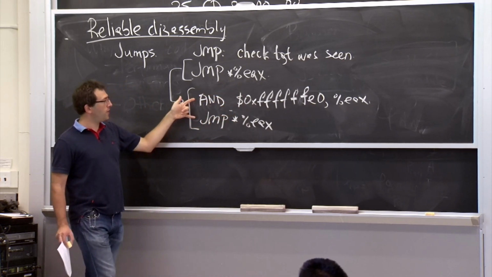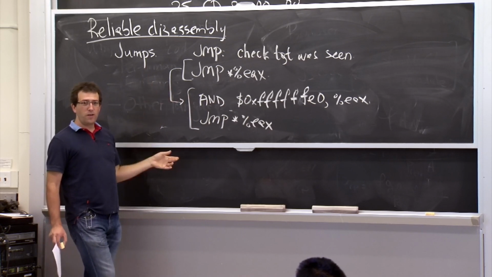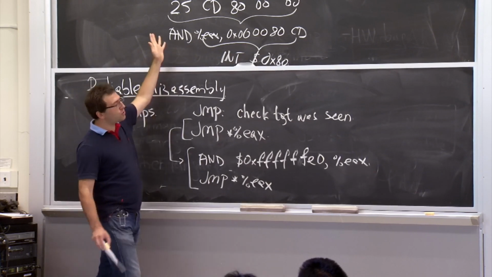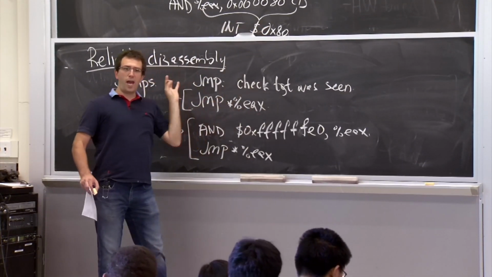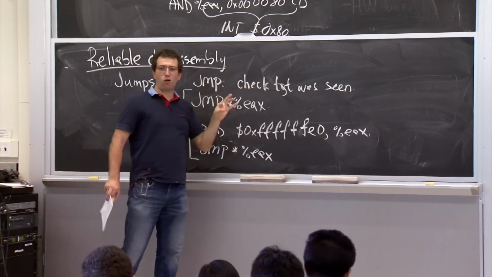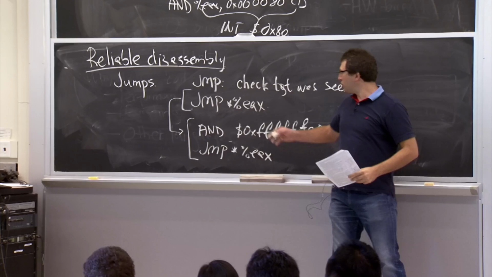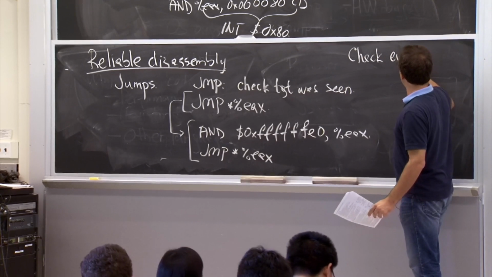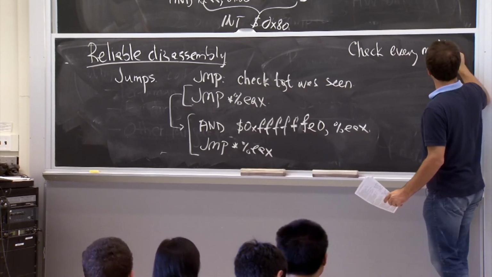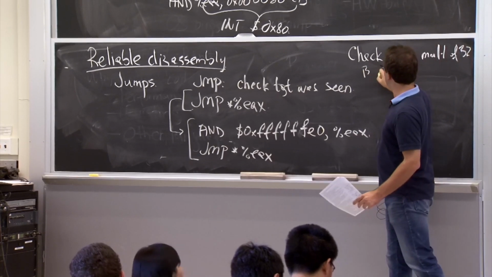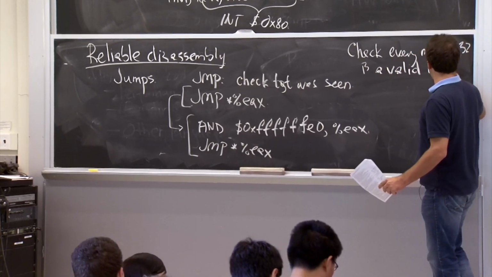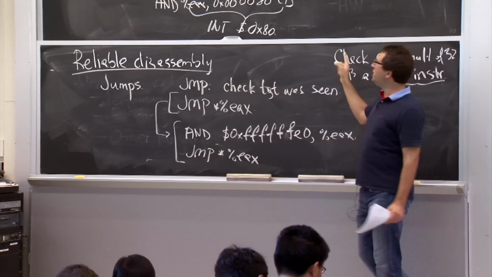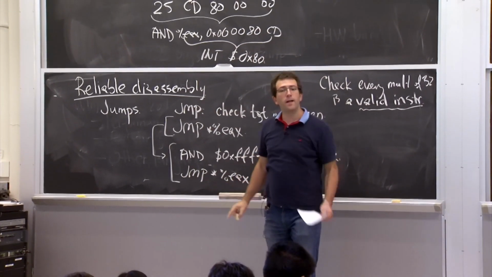And then in order to make sure that this is not going to jump to some weird instruction, you're going to enforce an extra rule: during your disassembly, when you're scanning the instructions from left to right, you're going to ensure that every multiple of 32 bytes is the start of a valid instruction. So in addition to this instrumentation, you also are going to check that every multiple of 32 is a valid instruction. What I mean by valid instruction here is an instruction that you see when you disassemble from left to right.